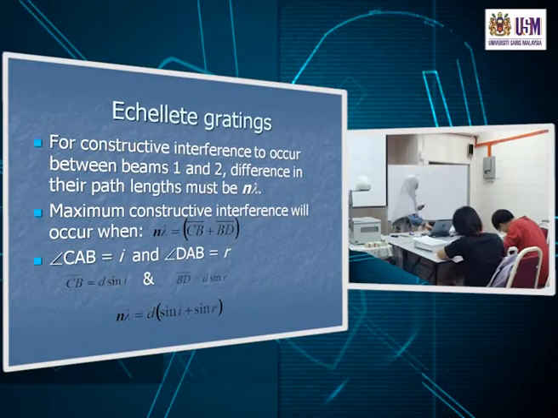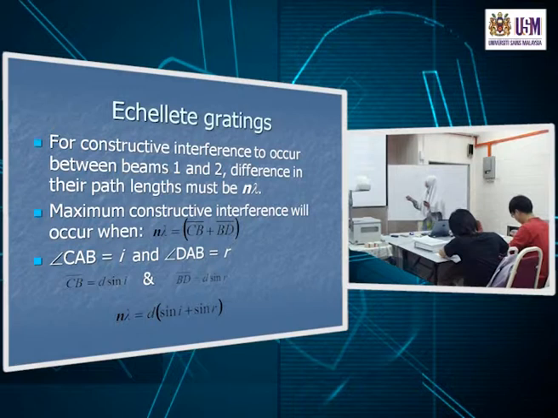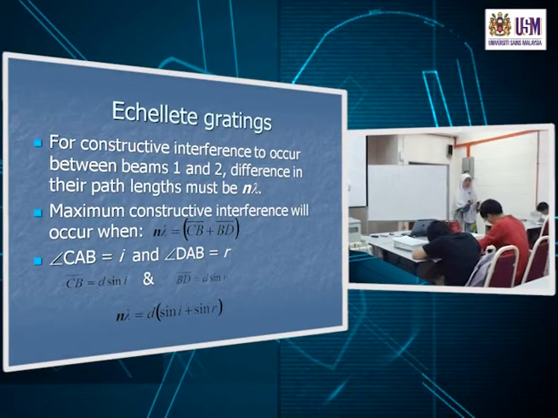Okay, so the next one is: what is the wavelength at second order? Same I, same R. How would you do it? Just divide it by 2. So 341 nanometers divided by 2.